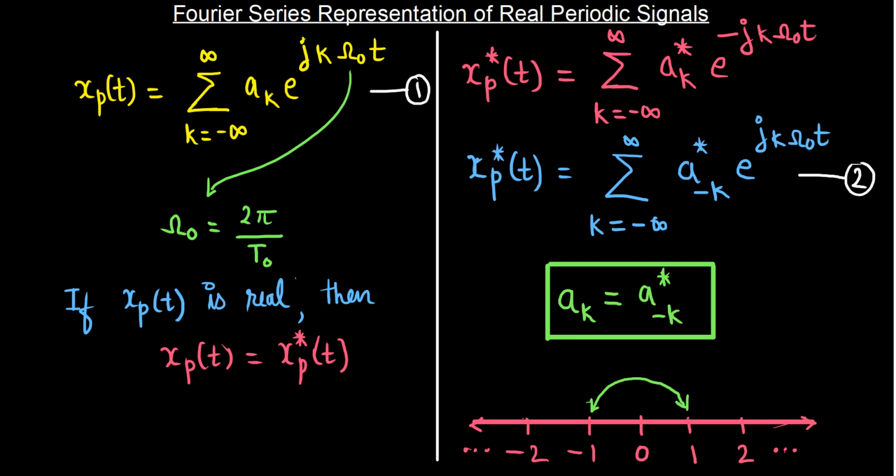So these coefficients are available in pairs, you can say. 1 and minus 1 form one pair, 2 and minus 2 form another pair, and these coefficients are available in complex conjugate pairs for real signals. So you should note that this is true only for real signals.